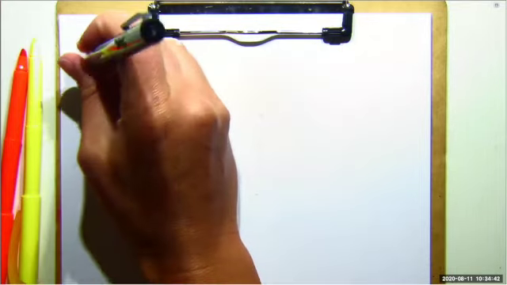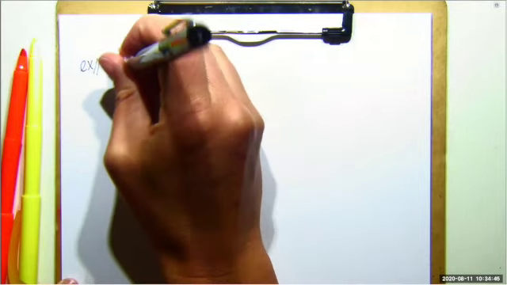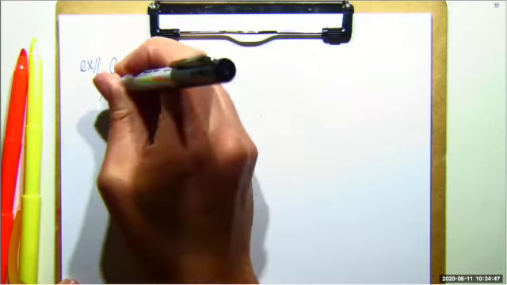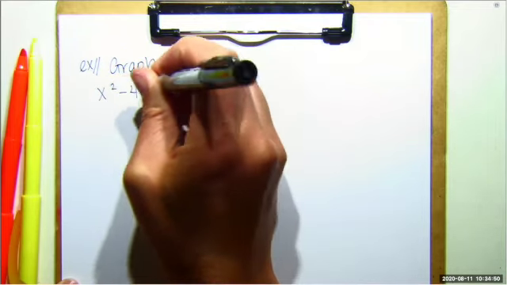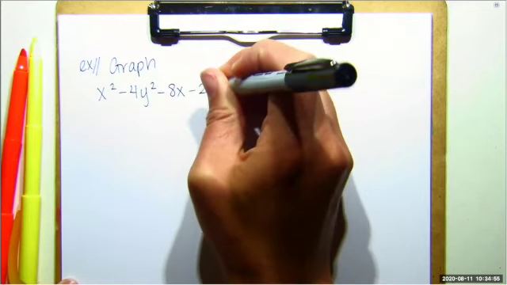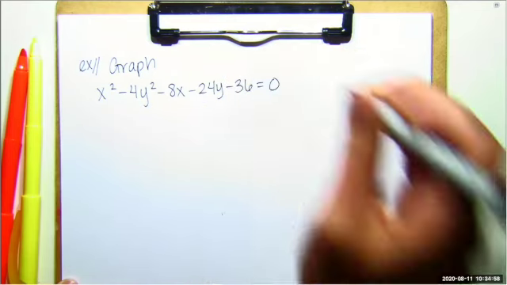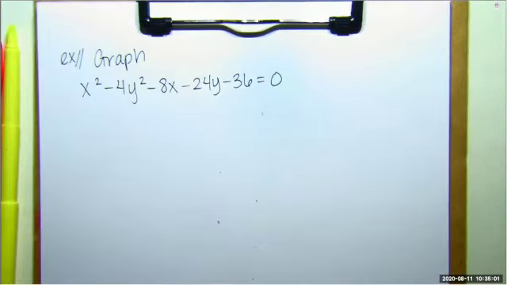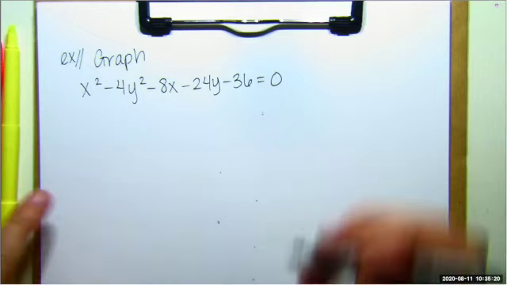Okay, next one. Let's graph x squared minus 4y squared minus 8x minus 24y minus 36 is equal to 0. All right, so what we want to do is start by getting this in standard form. Standard form means that those x terms and those y terms are factored and we have a 1 on the right side. So first thing we need to do is factor.